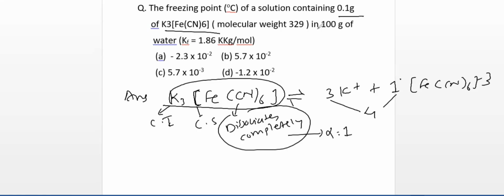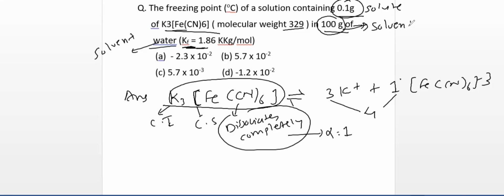Now, where are you adding this compound? In 100 gram of water. So water is your solvent. Also, they have given us the molal depression constant, that is 1.86 Kelvin kilogram per mole, and the molar mass of the compound. Plus, the mass of solute is also given to us. So this is the mass of solute, and this 100 gram is nothing but the mass of solvent. And we need to find its freezing point.